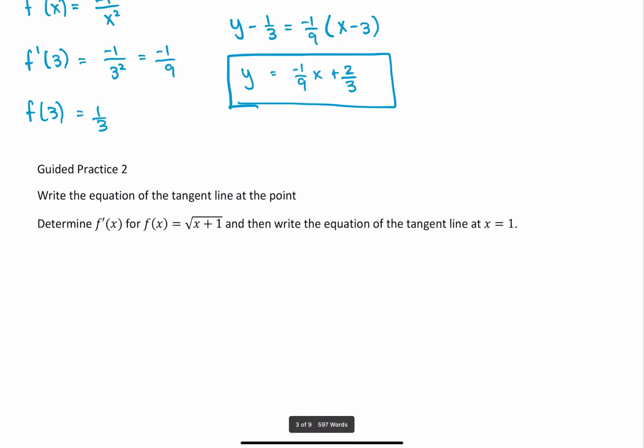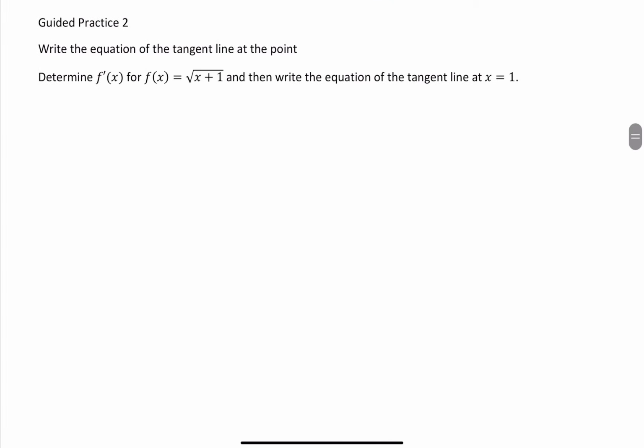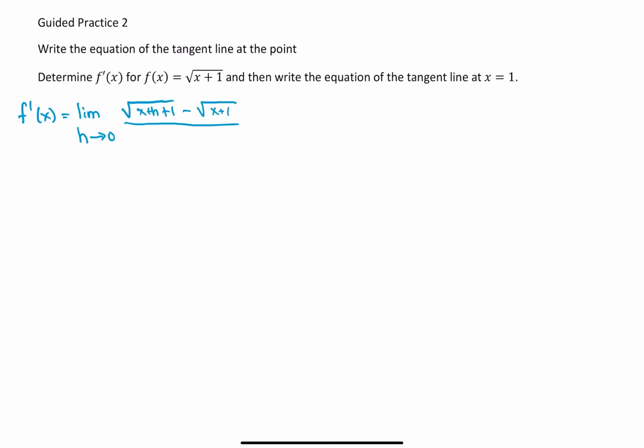So I want you to do this same process for the square root of x plus 1. My hint to you is you can multiply by the conjugate to make the calculation simpler. All right, so if you're coming back from the guided practice, we should get f prime of x is the limit as h approaches 0 of the square root of x plus h plus 1 minus the square root of x plus 1 divided by h.